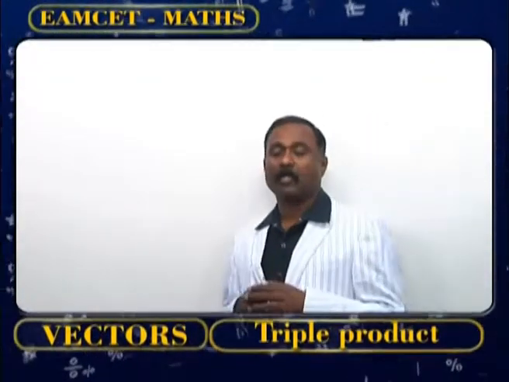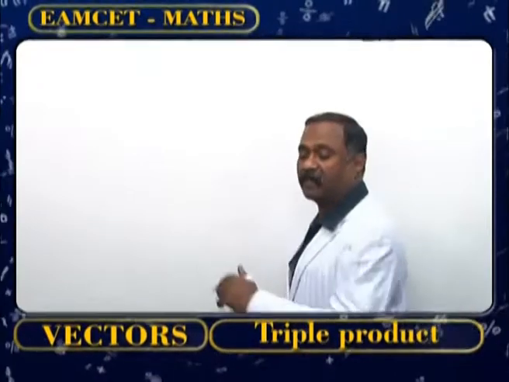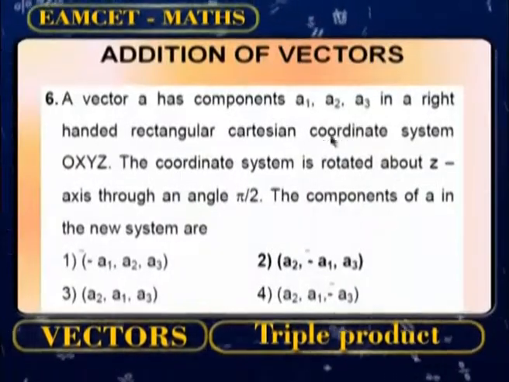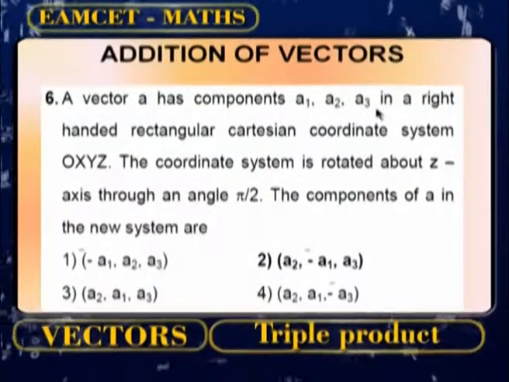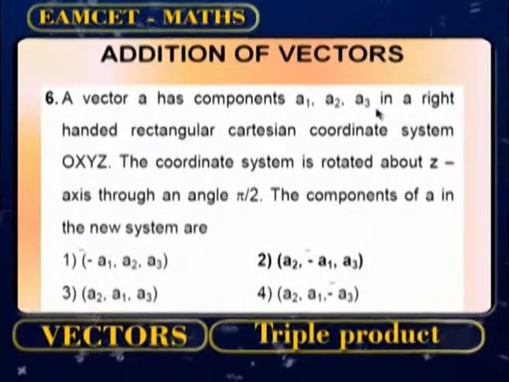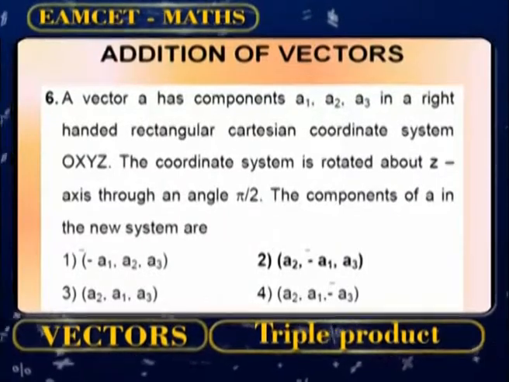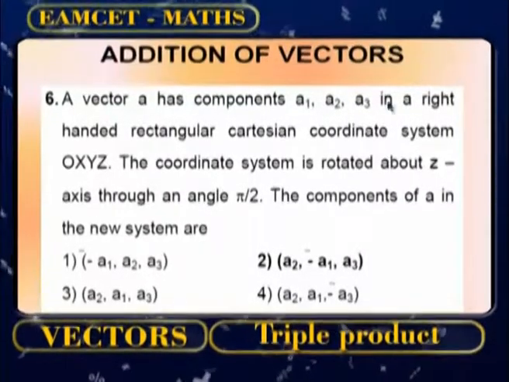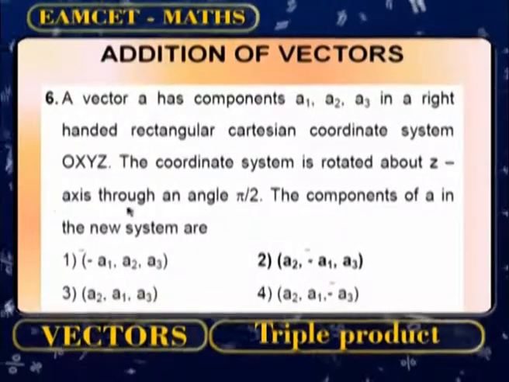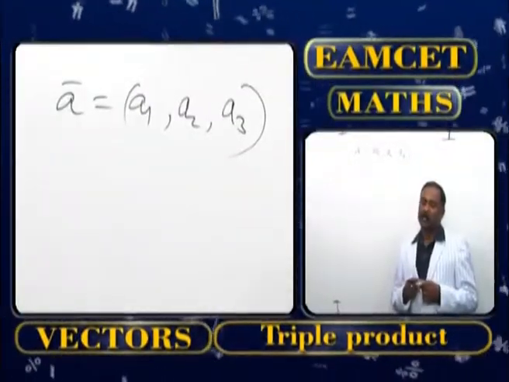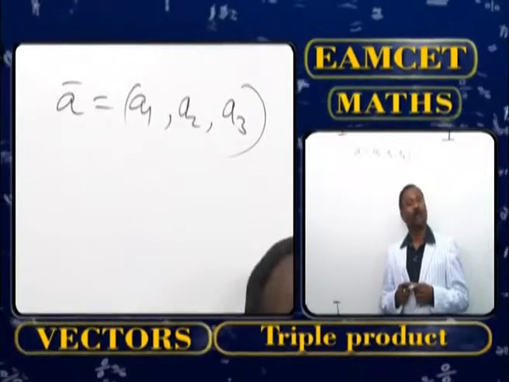Today's first question. A vector A bar has components A1, A2, A3 in a right-handed rectangular Cartesian coordinate system OXYZ. The coordinate system is rotated about the z-axis through an angle pi by 2. The components of A bar in the new system are.